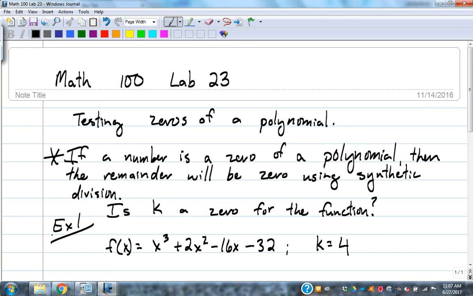Math 100, lab number 23. We'll be testing zeros of a polynomial.